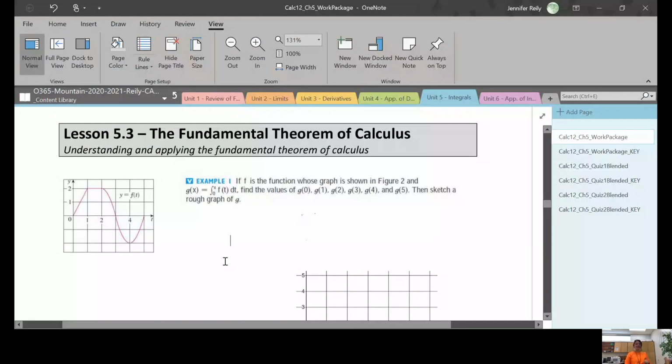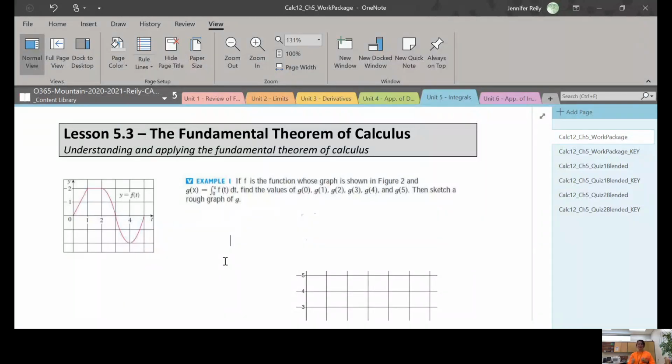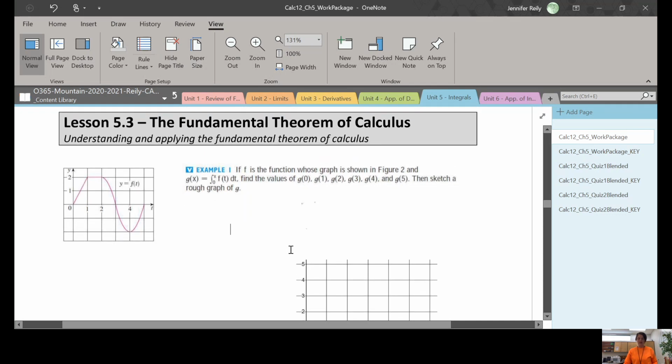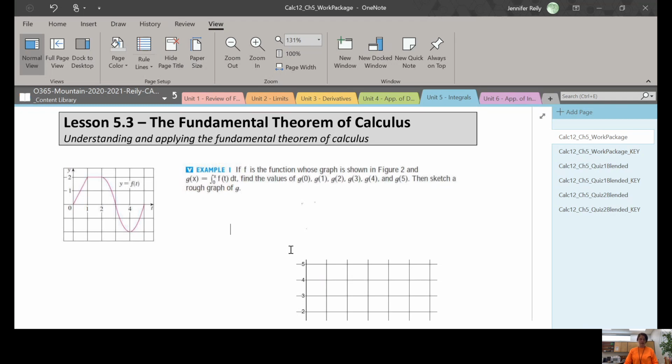We have an important lesson today. The title of this lesson is called The Fundamental Theorem of Calculus. We're going to be connecting derivatives and integrals today. It's a really important theorem that we're going to be learning about, and then we're going to be applying it in order to calculate integrals for the first time.